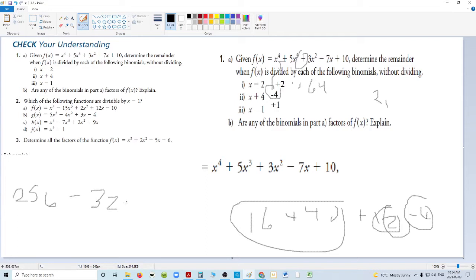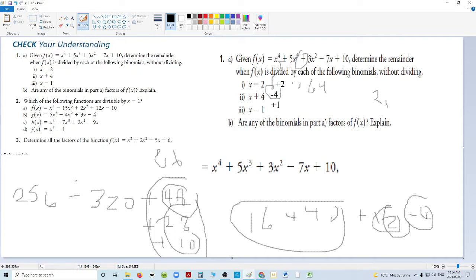So minus 320. Then you're going to get minus 4 squared, 16 times 3, so that's 48. And then you're going to get minus 7 times minus 4, which is plus 28. And then plus 10. And then you can focus on adding these if you want. 38 plus 48 is 86. 86 plus this is going to be 92, 142, 342. 342 minus 320 is 22.